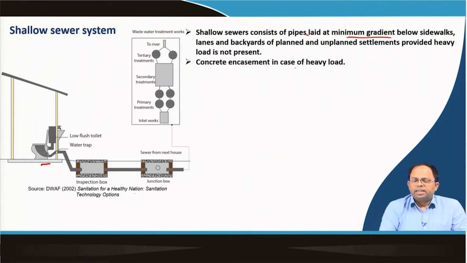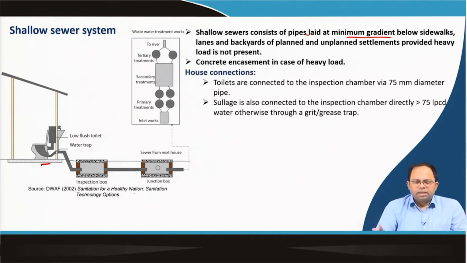and concrete encasement in case of heavy load. So, this is the basic system. That means we have a toilet, and out of the toilet there is an inspection box. In this house connection, toilets are connected to an inspection chamber via a 75 mm diameter pipe, and then sullage is also connected to the inspection chamber directly if it is greater than 75 LPCD of water, otherwise through a grit and grease trap.